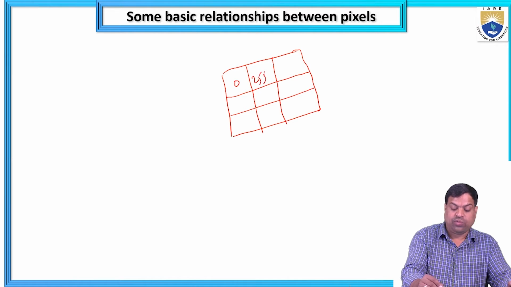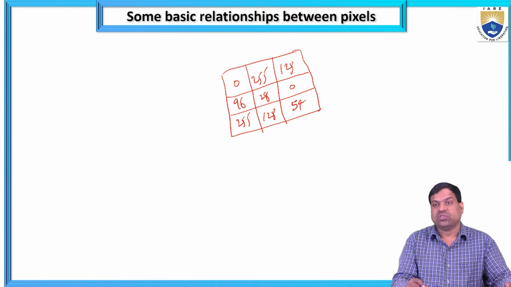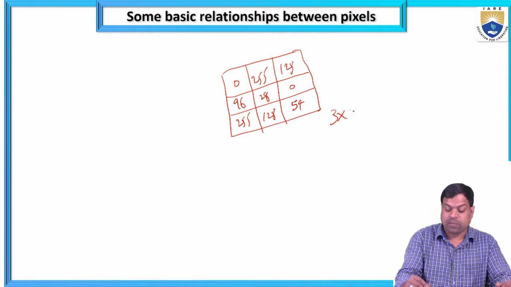0, 255, 128, 96, 28, again 0, 255, 128, 54. Suppose I am taking here 3 by 3 equal to 9 pixels.